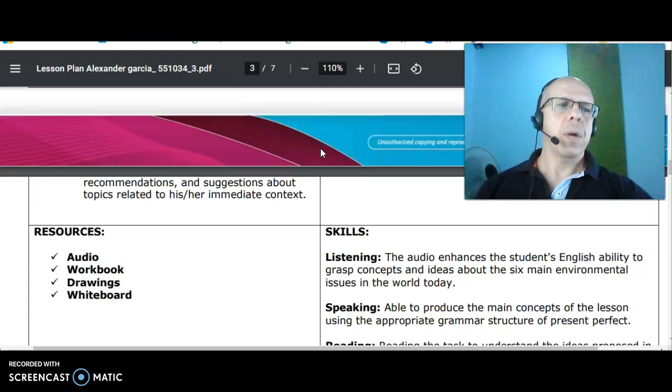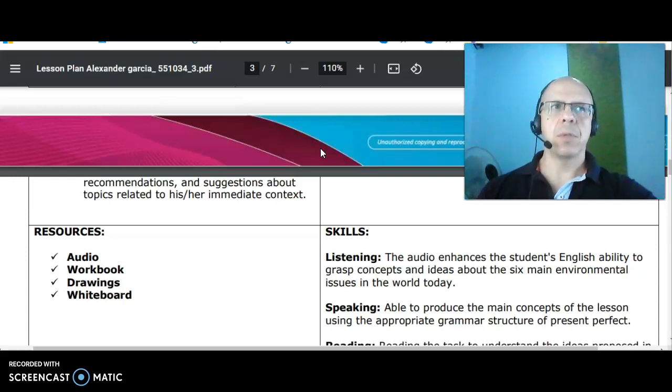So after that introduction, the lesson is addressed to a 7th grade children group, in which competencies will be developed such as oral interaction in English, understanding the text, and writing and producing texts. This could be achieved through strategies such as listening. The audio enhances the students' English ability to grasp concepts and ideas about six environmental issues.